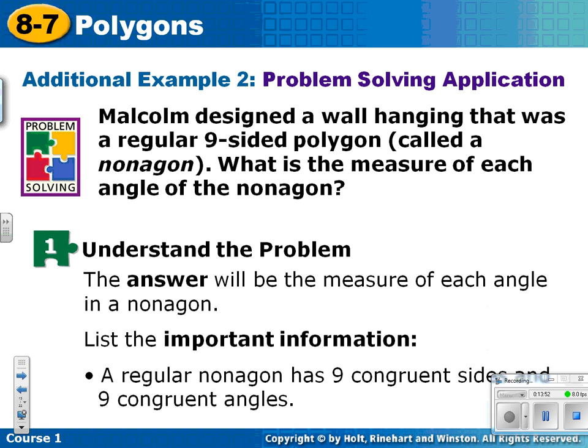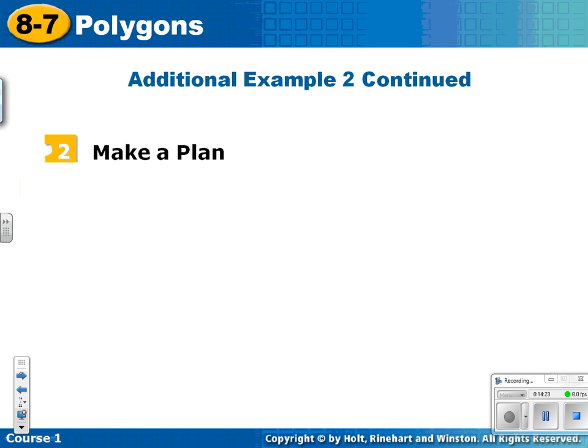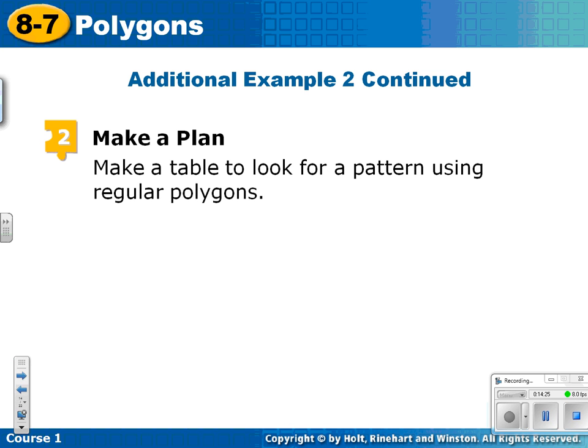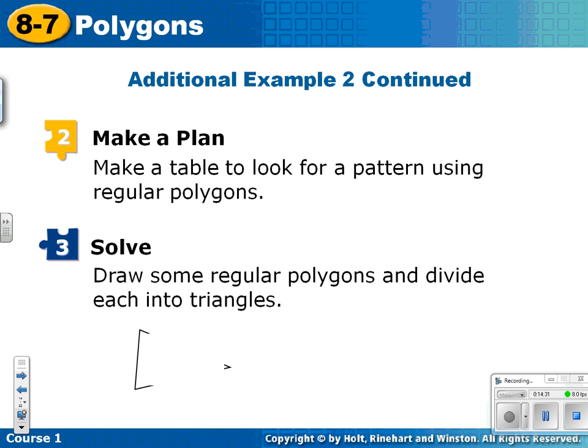So first thing we got to do. The answer will be the measure of each angle in a nonagon. So our answer is going to be in what? What is the label for our answer going to be? How do you measure angles? Because it says, what is the measure of each angle? Degrees. So our answer is going to be in degrees. The important information is a regular nonagon has 9 congruent sides and 9 congruent angles. So if we find one angle, we got them all. All right. Next thing, we need to make a plan. We're going to make a table. We're going to look for a pattern using regular polygons. And we're going to solve it.